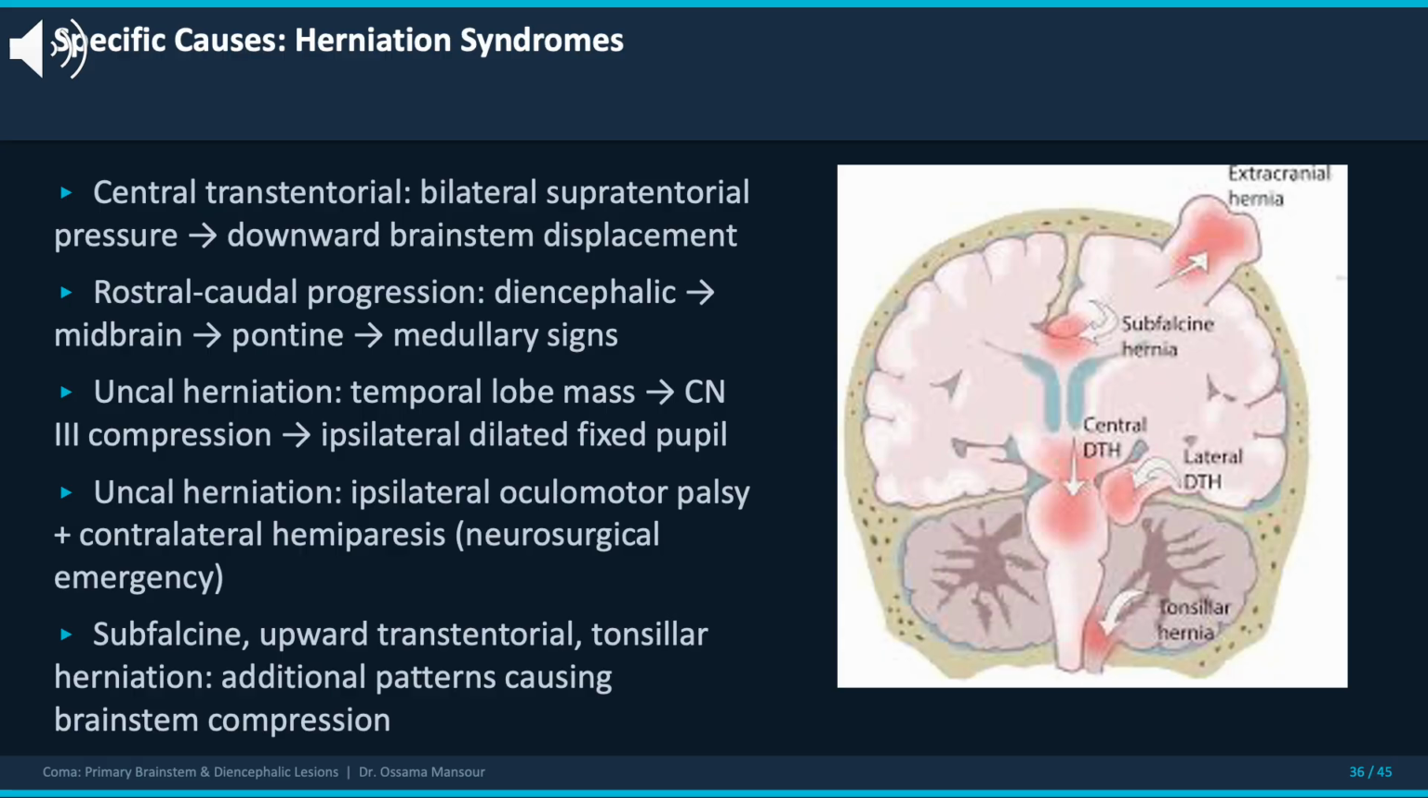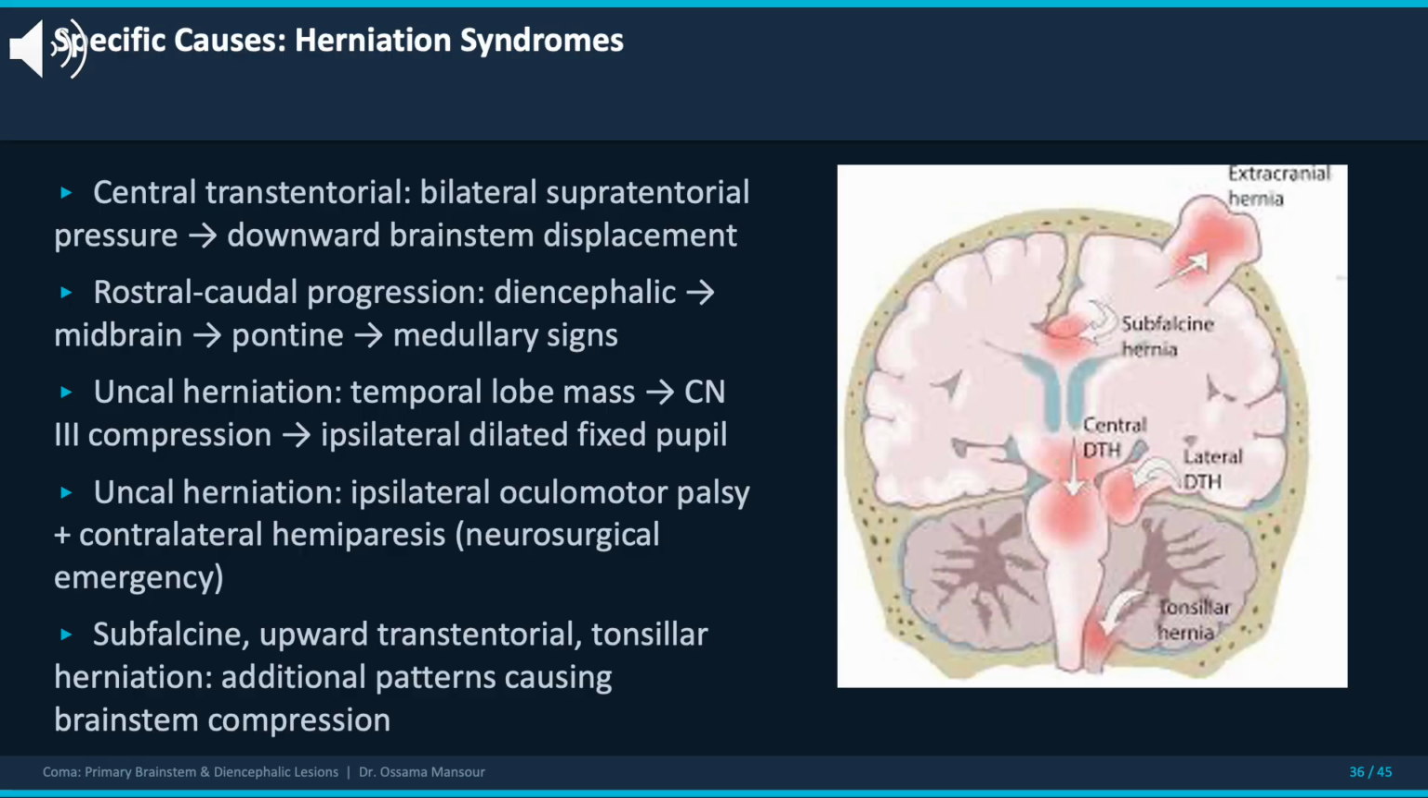Central transtentorial herniation occurs when bilateral supratentorial pressure causes downward displacement of the diencephalon and brainstem through the tentorial notch. The clinical progression follows a rostral to caudal pattern, beginning with diencephalic signs, small reactive pupils, Cheyne-Stokes respiration, and decorticate posturing, and progressing through midbrain signs to pontine and finally medullary signs as the herniation advances.